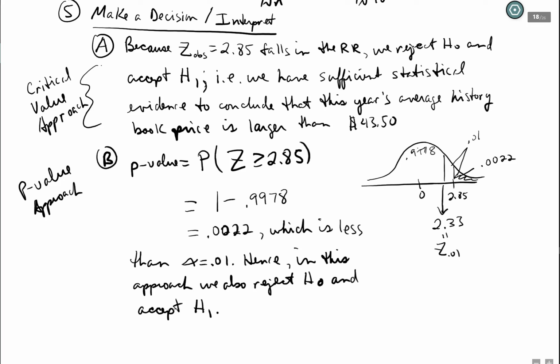The reason I'm drawing this picture in this way is to demonstrate that if you check to see whether the test statistic exceeds the critical value, yes, it does. And that happens if and only if the p-value is smaller than the significance level. Okay, so those two approaches are consistent. They yield the same result.